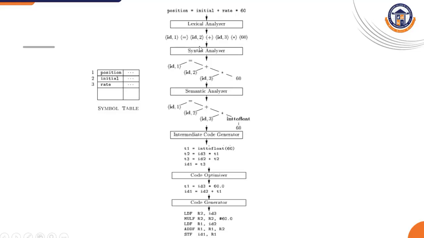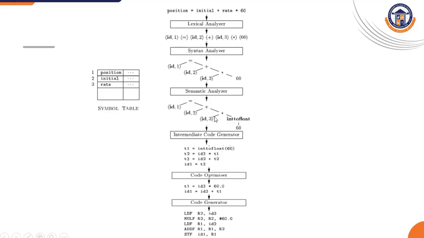This sequence of tokens is given to the syntax analyzer. It generates the syntax tree like this. In the syntax tree, the internal nodes are operators, and the leaf nodes are children, or identifiers. This syntax tree is given to the semantic analyzer.